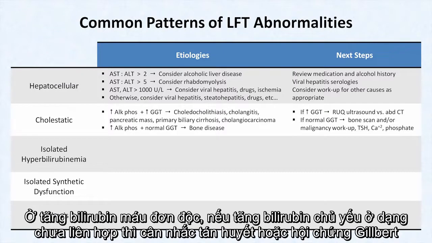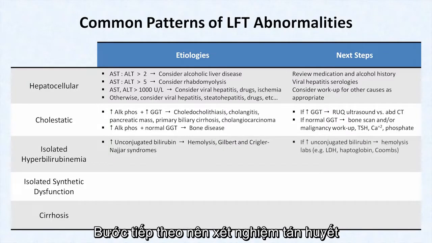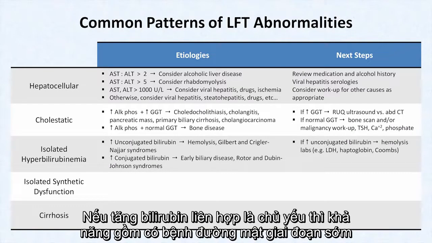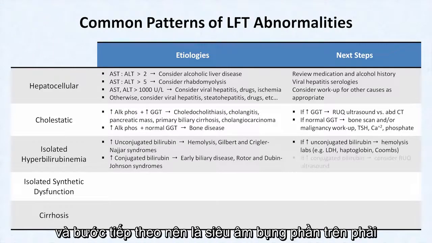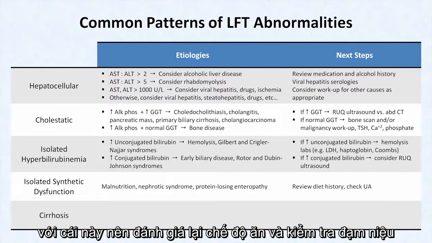In isolated hyperbilirubinemia, if the increased bilirubin is predominantly unconjugated, consider hemolysis or Gilbert syndrome. Assuming the patient is not a neonate, in which specialized testing for Crigler-Najjar may be warranted, the next step should be hemolysis labs. If the increased bilirubin is predominantly conjugated, possibilities include early biliary disease or relatively obscure genetic defects, and the next step should be a right upper quadrant ultrasound. Isolated synthetic dysfunction is usually due to malnutrition, nephrotic syndrome, or protein-losing enteropathy. For this, review diet history and check a UA for proteinuria.